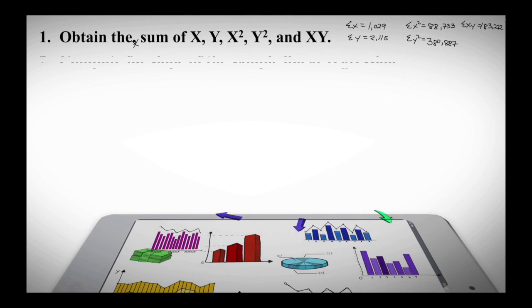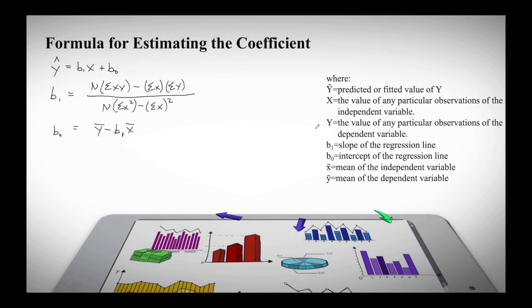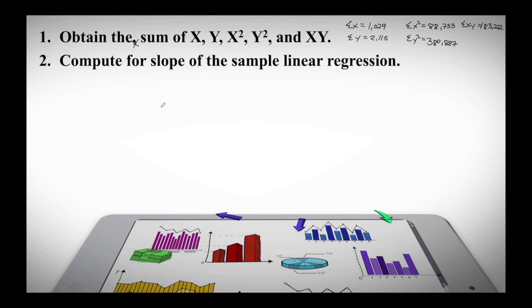Second step is we should compute for the slope of the sample linear regression. So, let's go back to our formula for B sub 1. That is B sub 1, slope. For our formula, B sub 1 equals N multiplied to summation of X and Y minus summation of X, summation of Y, all over N multiplied to summation of X squared minus summation of X, then squared. Kaya natin kinuha muna yung mga values ng summation sa first step, dahil kakailanganin natin siya. So, let's have here the formula ulit. I hope naalala nyo pa.